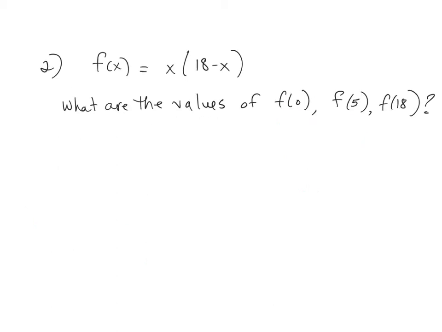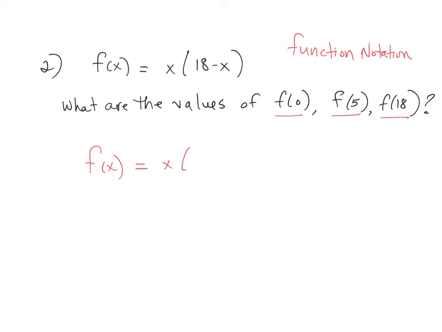Now, when we look at question 2, this has us asking for what are the values of f of 0, f of 5, f of 18. This is what we call function notation. And how we read this is, we read this as f of 0, f of 5, and f of 18. Now, anytime we have this function notation, here is what it's asking us to do.